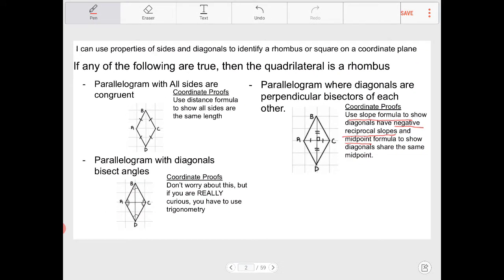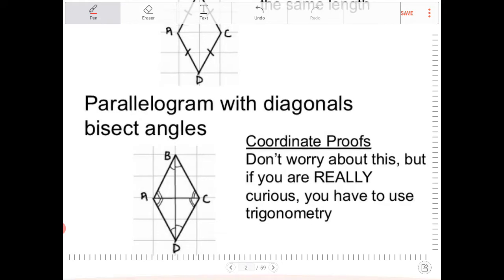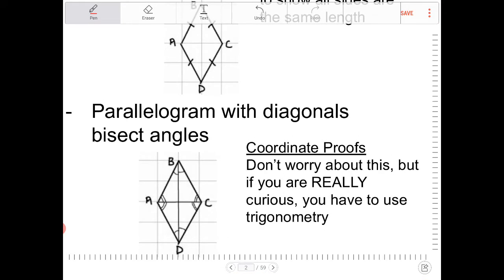Moving on. So in this property here, much like with the property for parallelograms where opposite angles are congruent, you do not need to worry about this, because in order for students to accomplish this, you would have to know trigonometry, and this is really just outside the scope of this course, so do not worry about this.